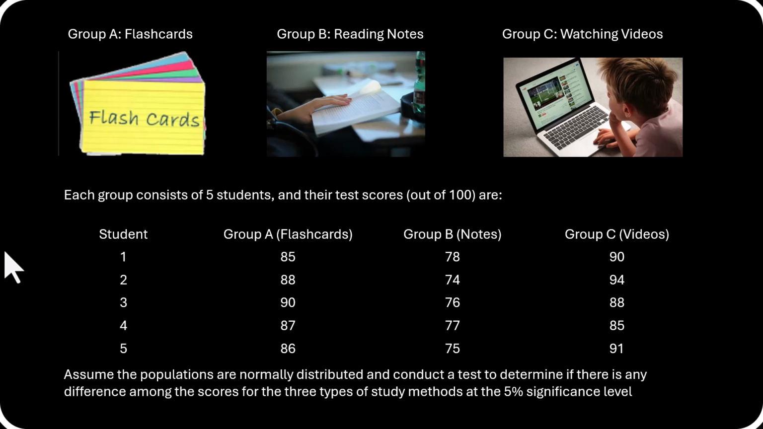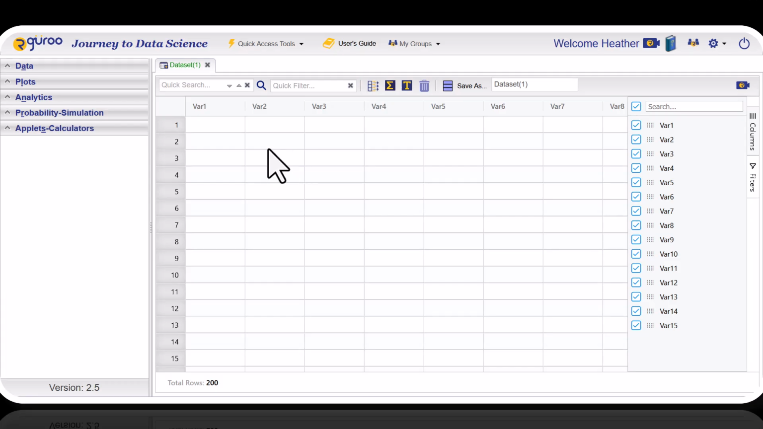So again, at this point, we assume that we've already checked our requirements, made sure that all of them have been satisfied, and written our null and alternative hypotheses. Now we have to go over to RGuroo and actually crunch our numbers. So when you log into RGuroo, your screen should look something like this.